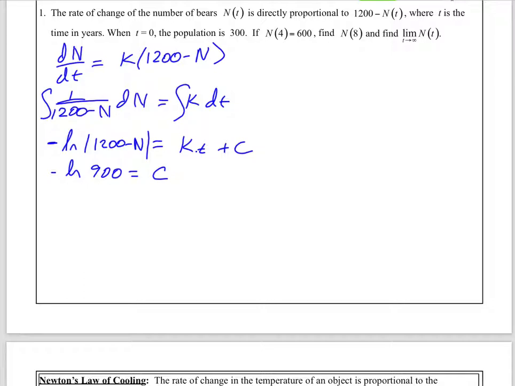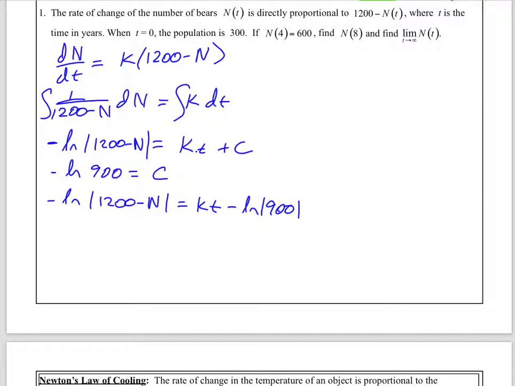What if t is not 0? If it's not 0, you'd still have to plug in 2 sets. They don't have to give you 0, but they're nice to you. They give you 0, but then C is going to be different. Plug in 2 sets. All right, so negative natural log of 1200 minus n equals kt minus natural log of 900.